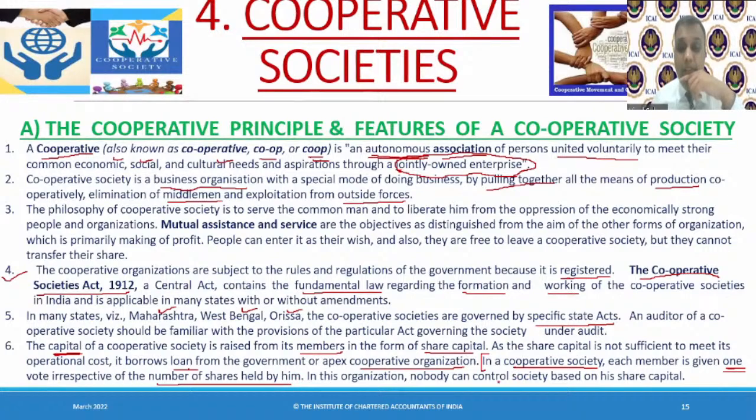So in this case, nobody can control the society based upon its share capital, like in a company, where the dominant group holds 51% of the share capital. In this case, if you are a member, you have one vote, irrespective of the number of shares or the value of share capital you are holding.